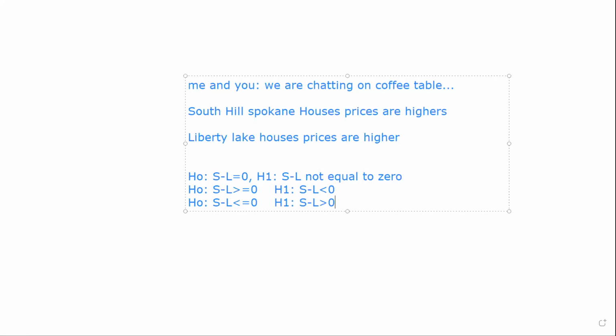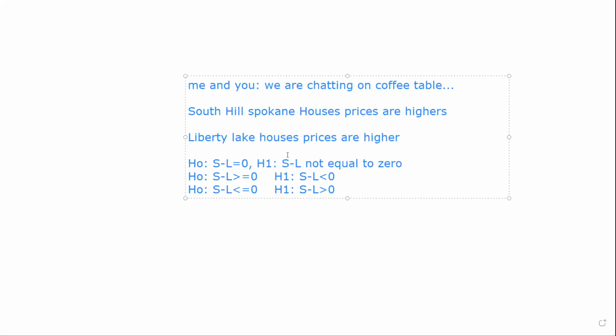First possibility, we framed this hypothesis: there's no difference in the prices, both are equal. Second is South Hill is high. Third is Liberty Lake is high. Okay, let it be, now. So we frame the hypothesis.